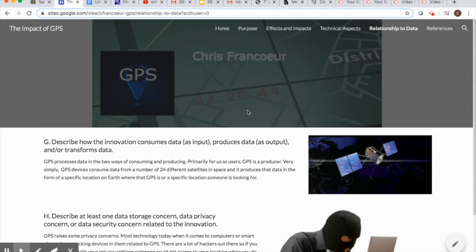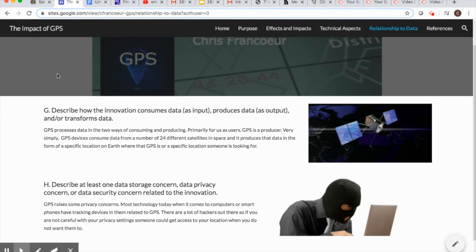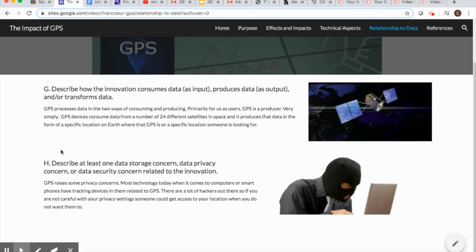Describe how the innovation consumes data as an input, produces data as an output, and or transforms data. GPS processes data in the ways of consuming and producing. Primarily, GPS is a producer for us as users. However, GPS consumes the data from the satellites and it produces that data in the form of a specific location that someone is looking for.